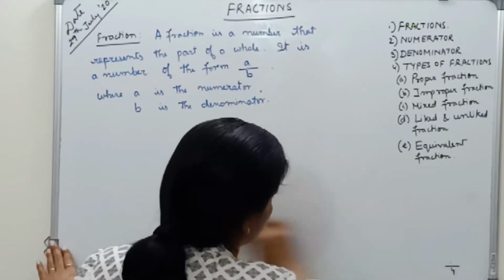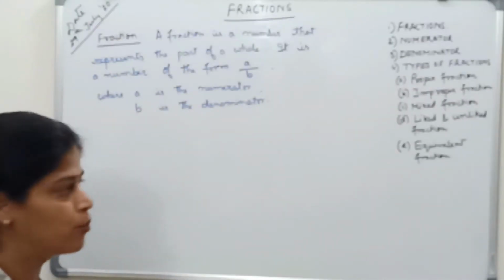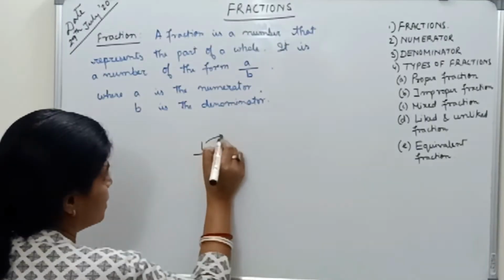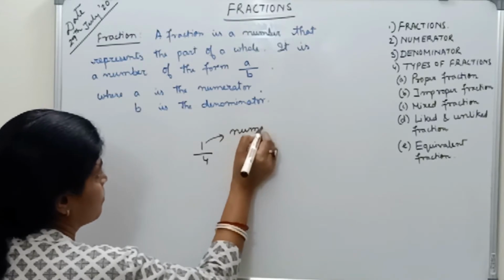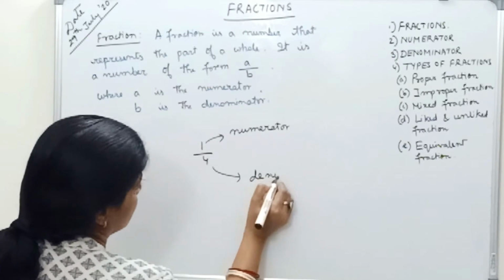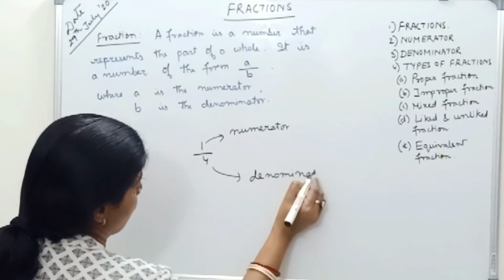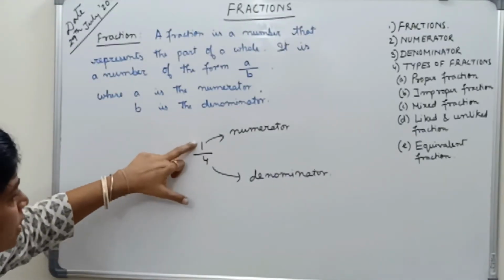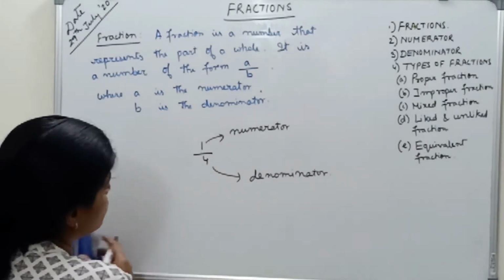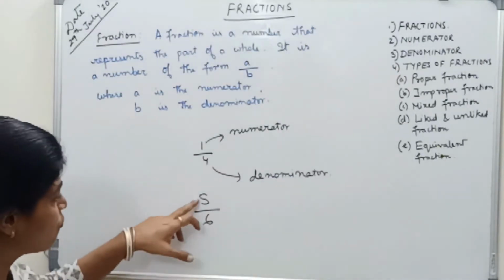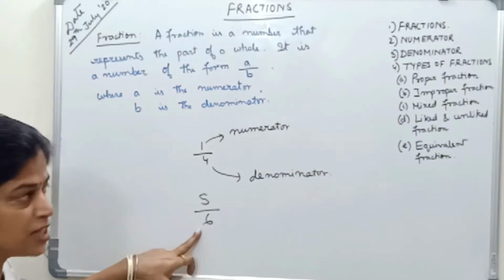Now a fraction is represented in a by b form. 1/4 is a fraction. Now what is 1 here? This is called the numerator, and this is called the denominator. So the upper part is called the numerator, and the lower one is called the denominator. Suppose I say a number 5/6, what is the numerator here? 5 is the numerator and 6 is the denominator.